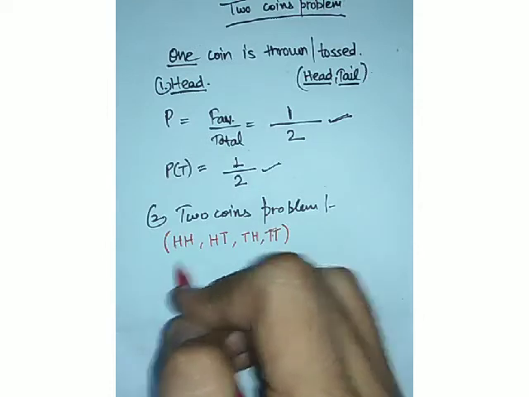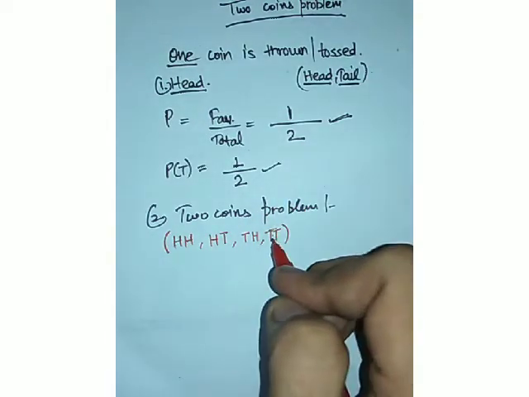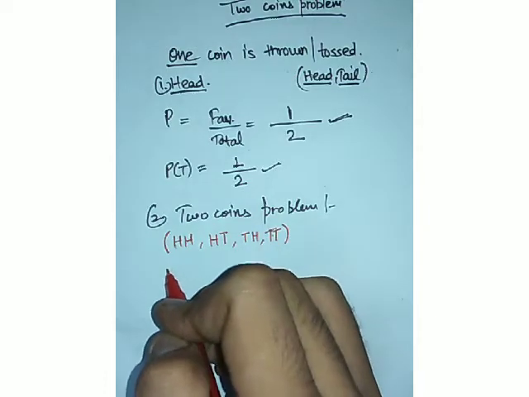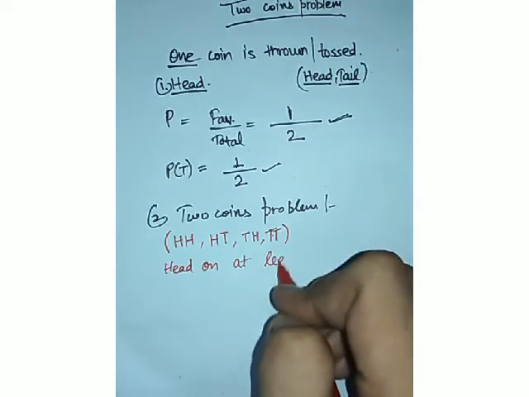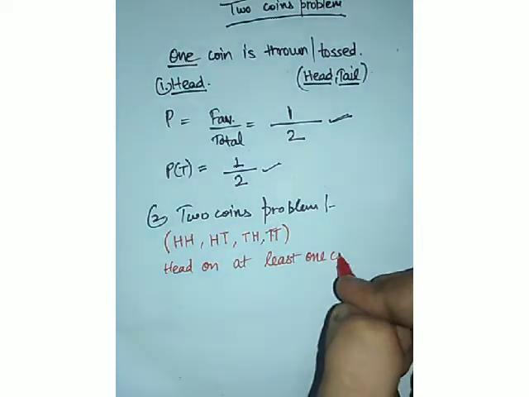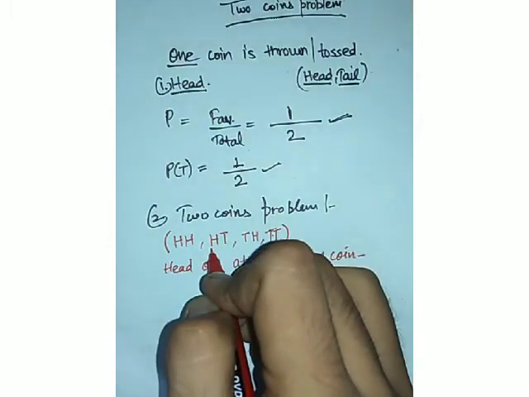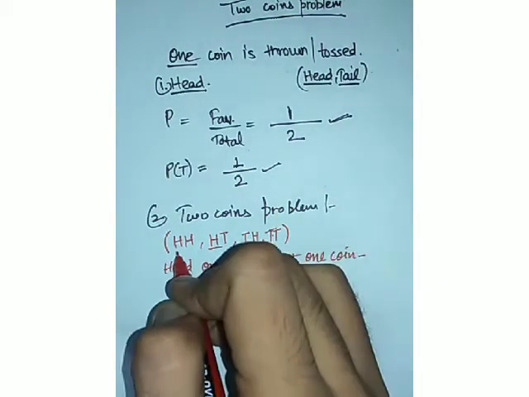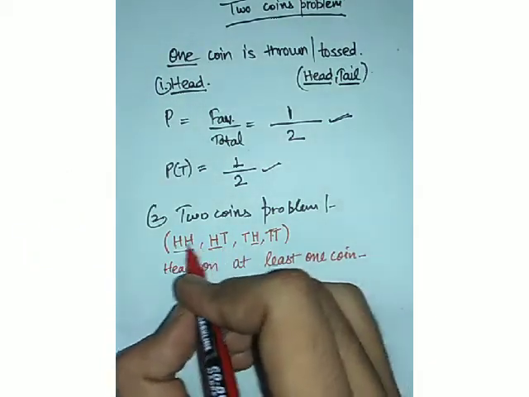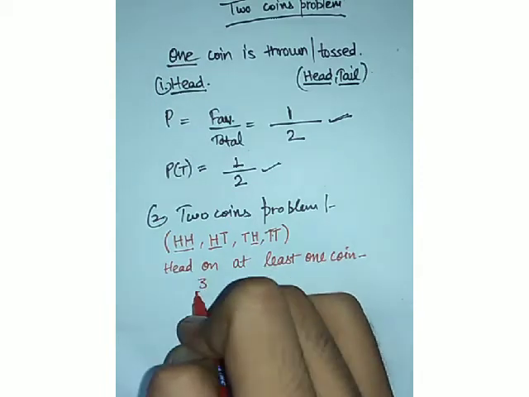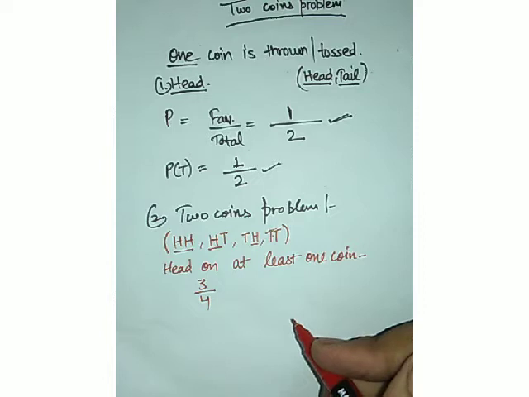Sometimes a sum like this can be there: find the probability that there should be a head on at least one coin. It means at least there should be one head and at most there can be two as well. So what are the outcomes in which the head is involved? Of course 3, and the total number of outcomes is 4. So this will be the probability of the given case.